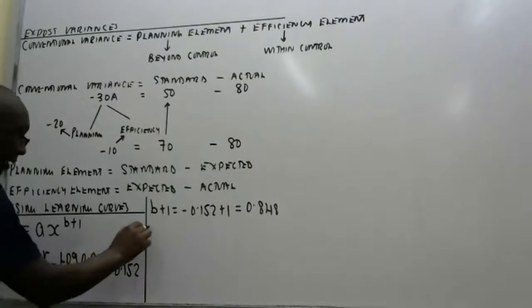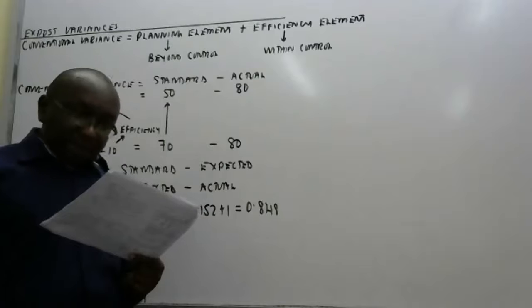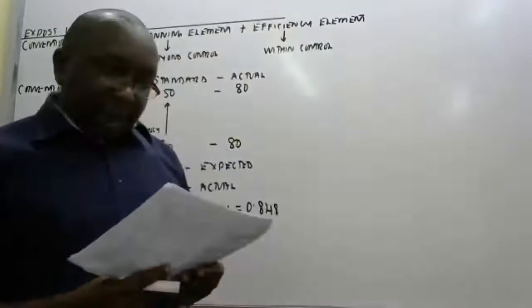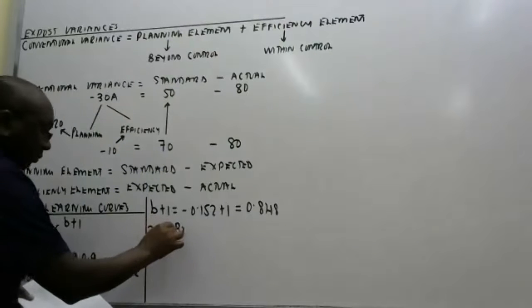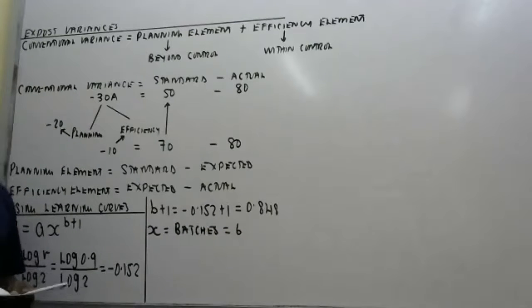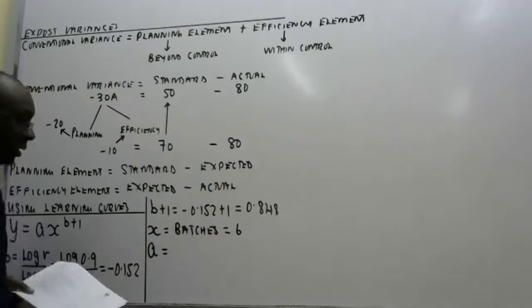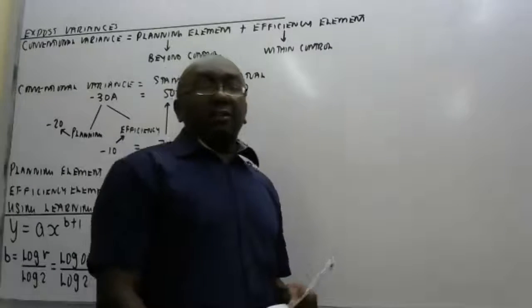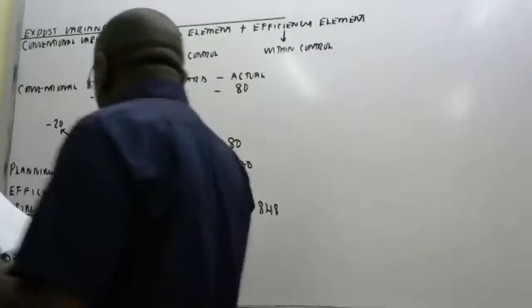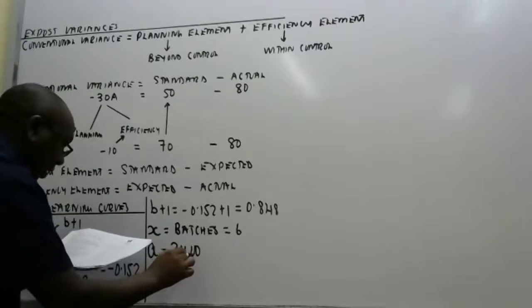Then x, they are the units that are involved. They are the batches, and there are 6 of them. Then A represents the time required for the first one. So you can see in the budget, we were planning to take 2,400 hours.